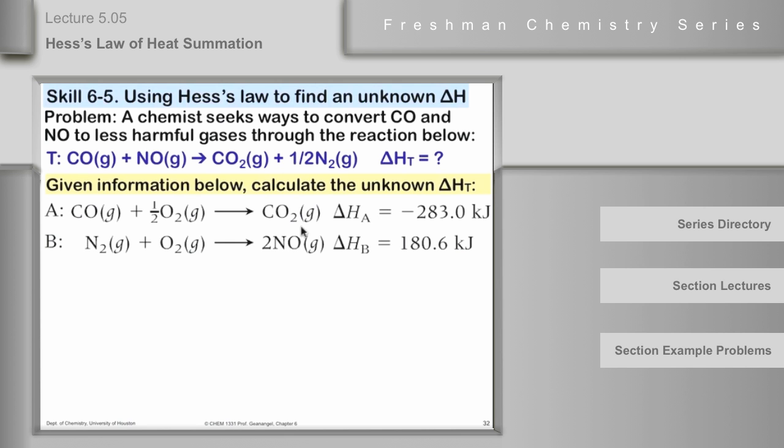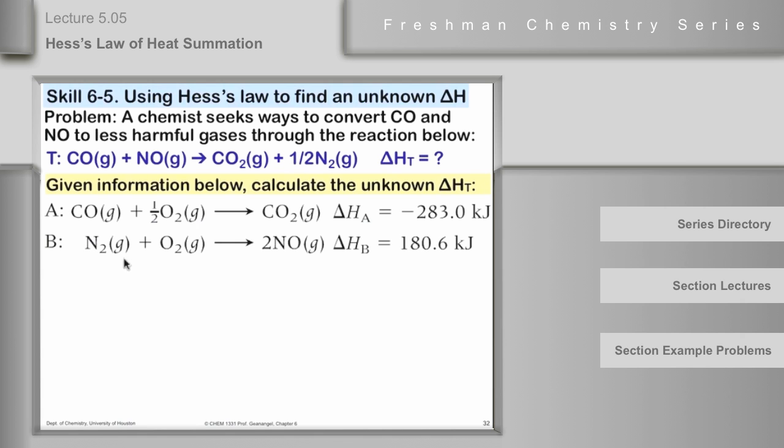Now, Hess's law allows us to extract the information about delta H T from these two because, don't miss this, every part of the target equation is covered in these two equations. If anything was missing, we wouldn't be able to do it. But it's all there. CO is there, NO is there, CO2 is there, N2 is over here. Everything is there. So that means if we are careful, we should be able to get the answer to this.